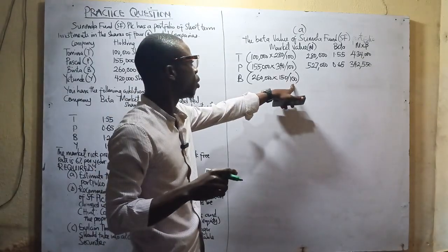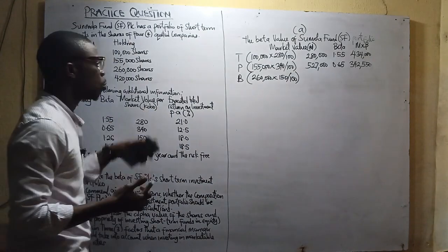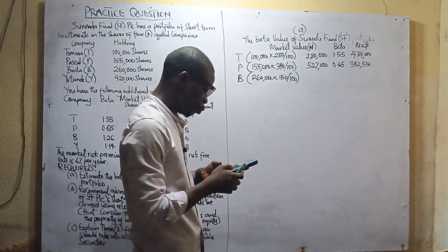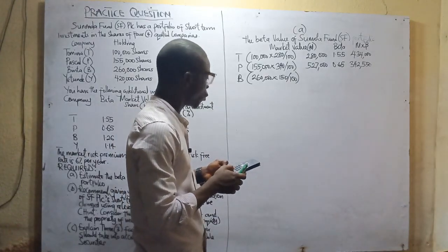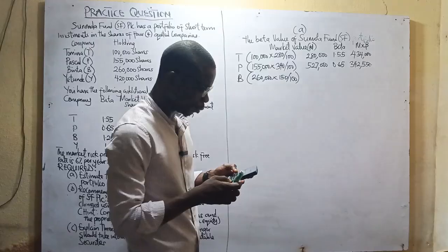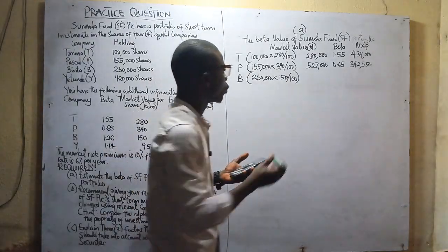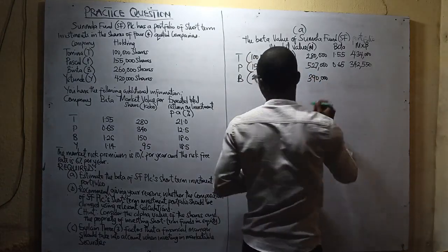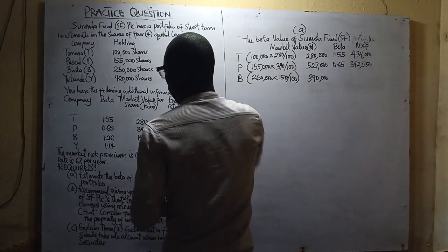Now please, I'll repeat this. The reason why we're dividing by 100 is because our market value is in kobo. So when you multiply, you have 260,000 times 150 divided by 100. That will give us 390,000.